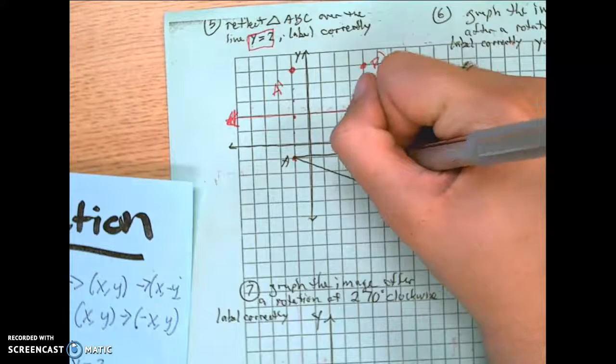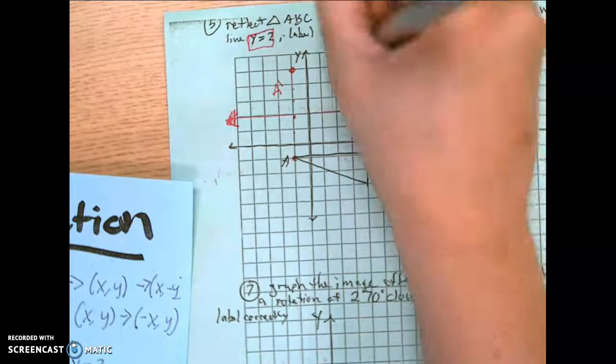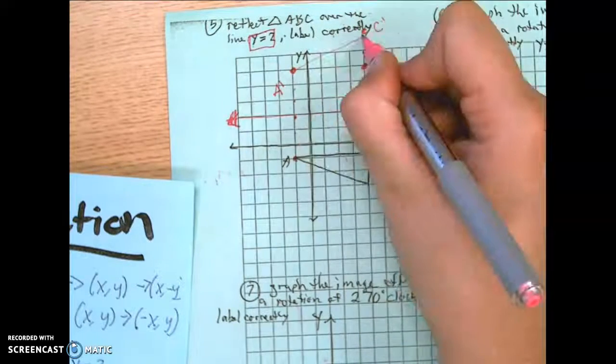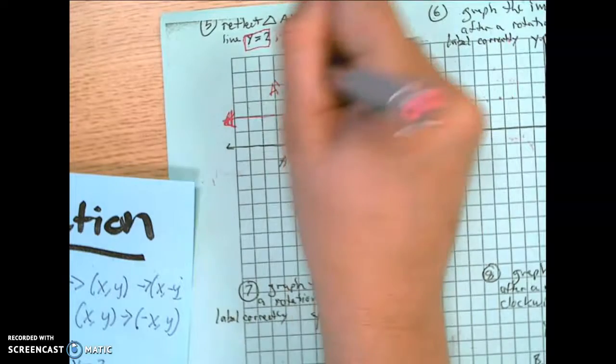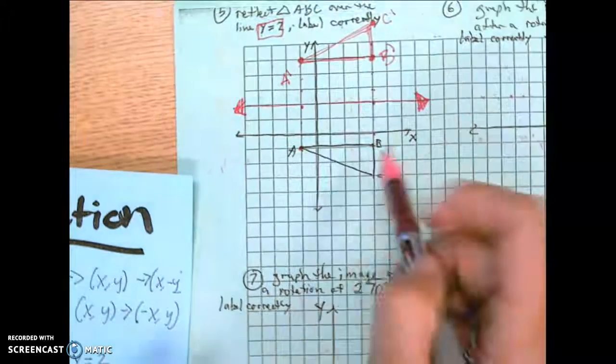And C, 1, 2, 3, 4, 5. So I got to go 1, 2, 3, 4, 5, and that will be C prime. Now remember, if you are not labeling correctly, you will get these questions wrong. You must have the letter, you must have the prime.